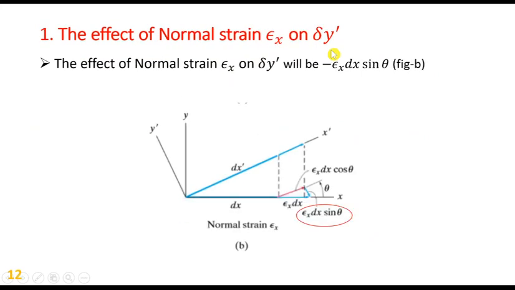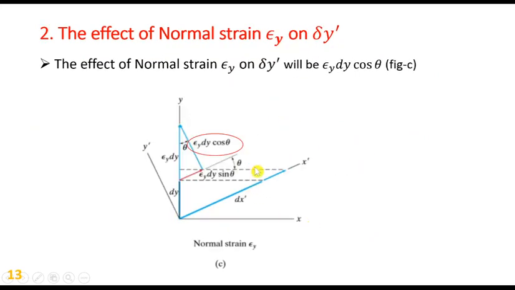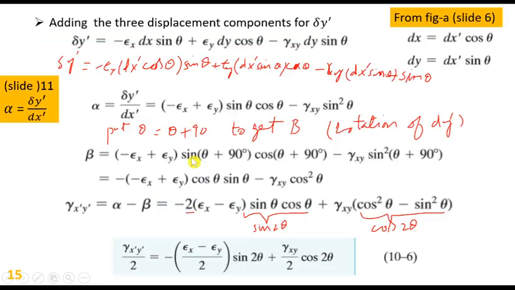So in this, the first was negative, second was positive, and third was again negative. That's why negative, positive, and negative. After putting the values from slide 6, these values I have put here. Dy has been replaced by dx prime sine theta.